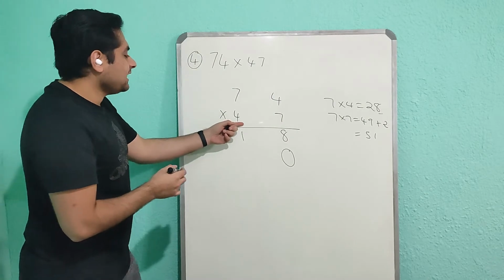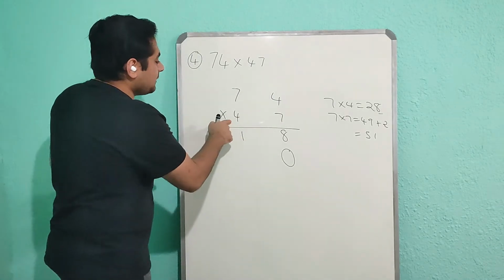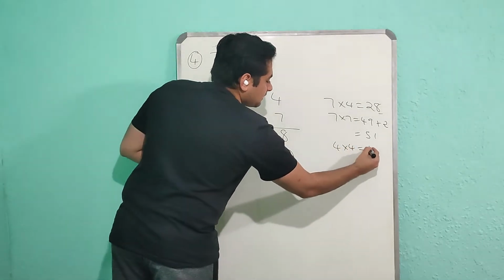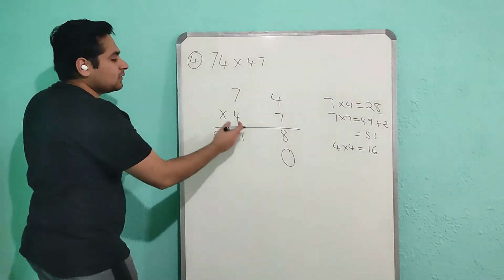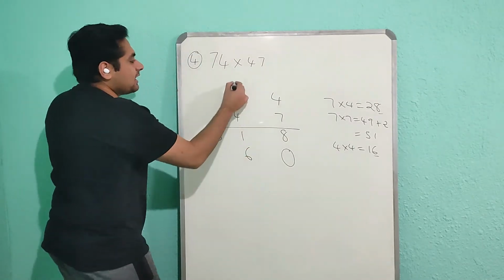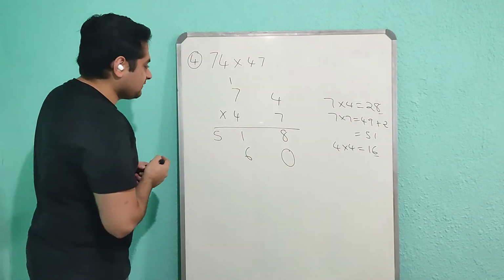Now you move on to the next packet of chips. Let's go and open that. Now you say 4 times 4. What is 4 times 4? 4 times 4 gives you a 16. So you know you're going to write the last digit, which is 6 here, and the 1 you're going to write on top of the 7.